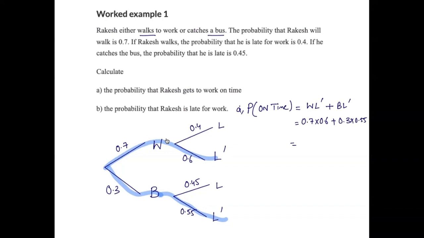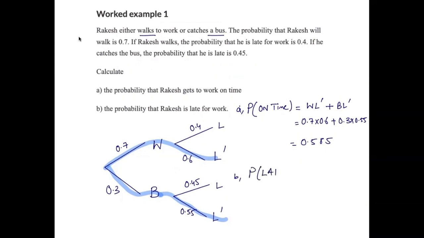So what's the answer? What's the final answer, guys? What is the probability that he gets on time? Just add this up. Zarwa, what value are you getting? 0.585. Good.